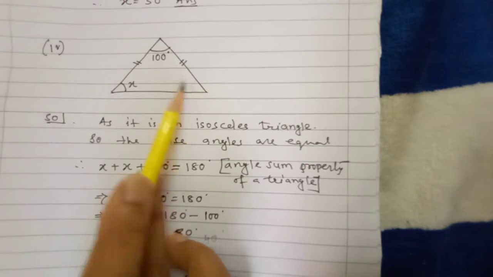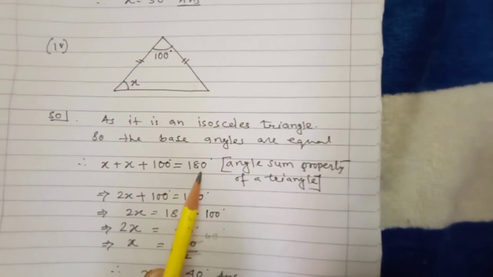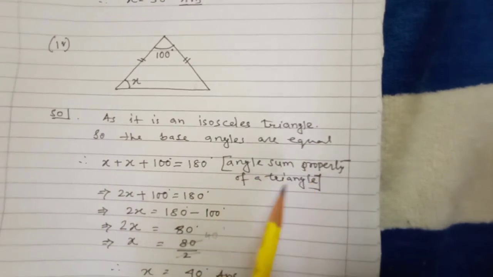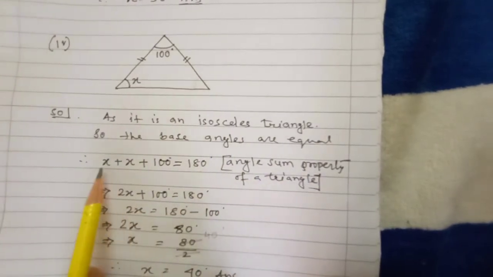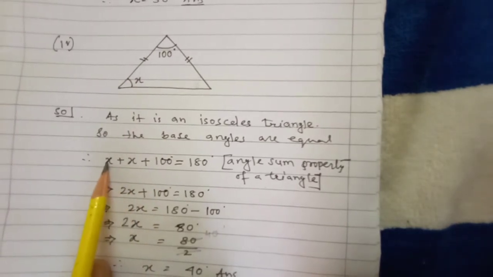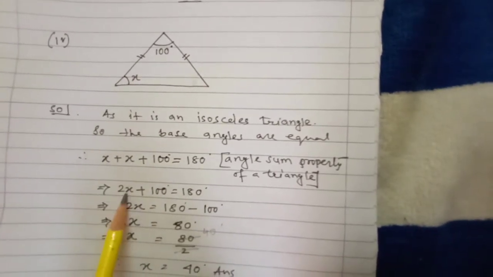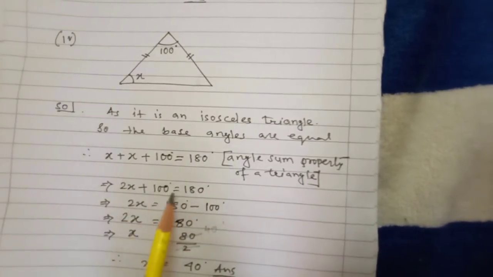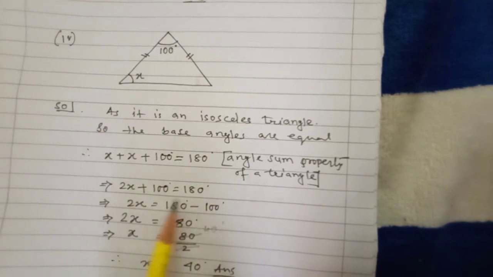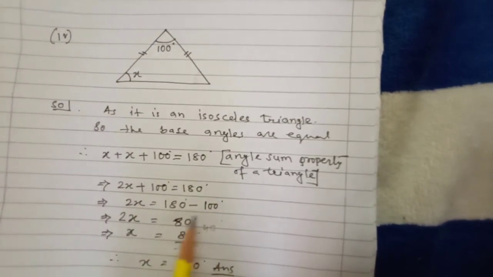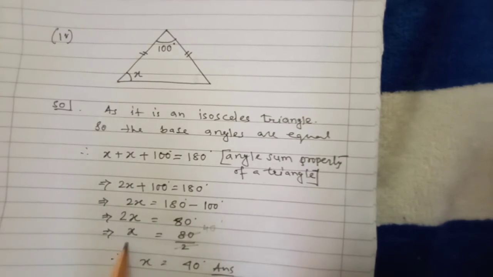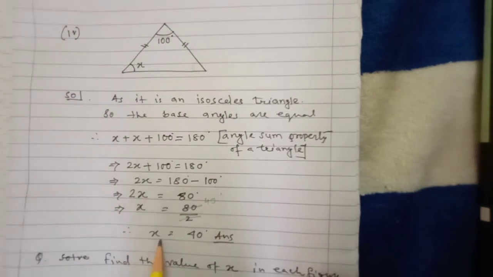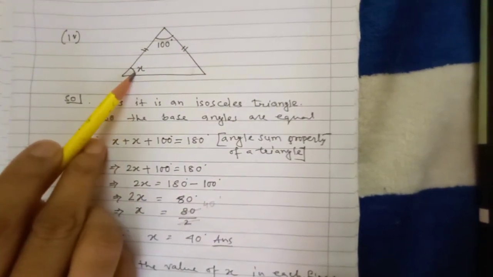So x plus x plus 100 is equal to 180 degrees. Reason: angle sum property. Why have I written 180 degrees? Because it is the angle sum property of a triangle. Now solve as it is. How many x's are there? 2x. 2x plus 100 is equal to 180 degrees. 2x is equal to 180 minus 100, by transposition. 2x is equal to 80 degrees. x is equal to 80 by 2, which is 40 degrees. Cancel it. You will get 40 degrees. Now x is equal to 40 degrees. Then what is the value of this one? It is 40 degrees.